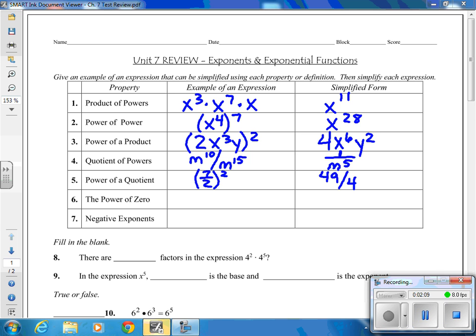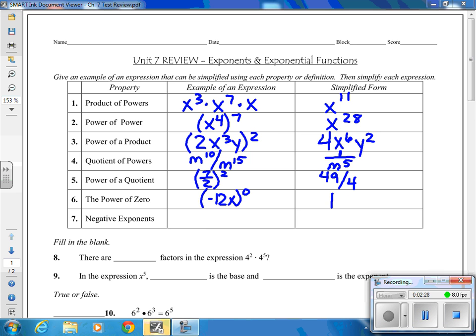For number six, the power of 0 is anything that's raised to the power of 0. So in this case, if I use negative 12x all raised to the power of 0, then because it's all parentheses and all of that in parentheses is raised to the power of 0, my answer is just 1.